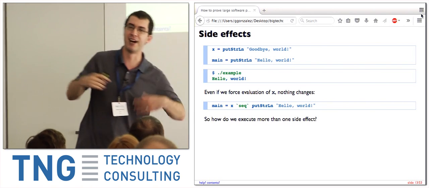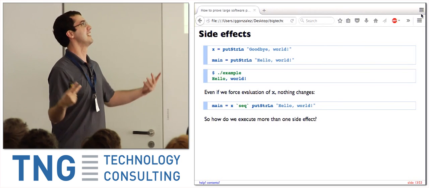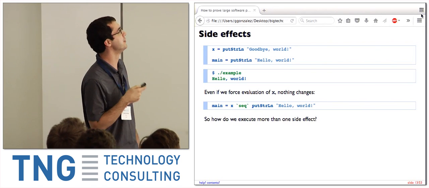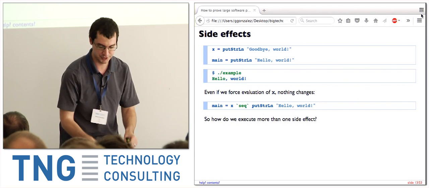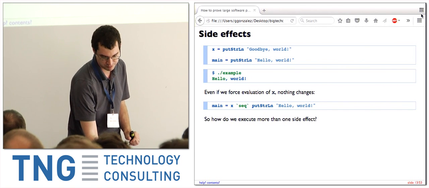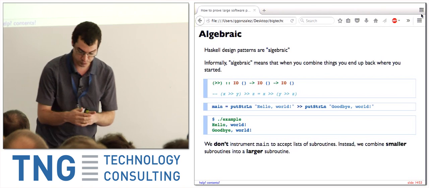So you might wonder, how in the world do I print two things in Haskell? Obviously, it's not by evaluating two things. So how can I actually get two things to happen? How can I equate two side effects with main? And the answer is we don't.